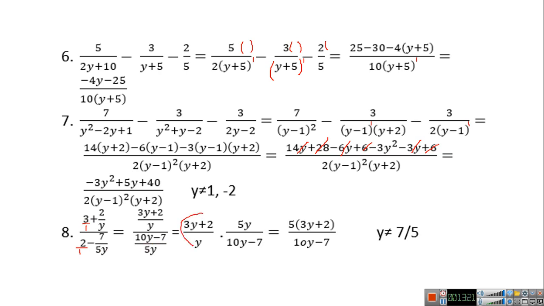So you write this one times the inverse of this one. You switch, you flip. So y and y cancel out, so I'm left with 5 into 3y plus 2 into 10y minus 7. Condition: this cannot be 0. It means y cannot be 7 over 5.